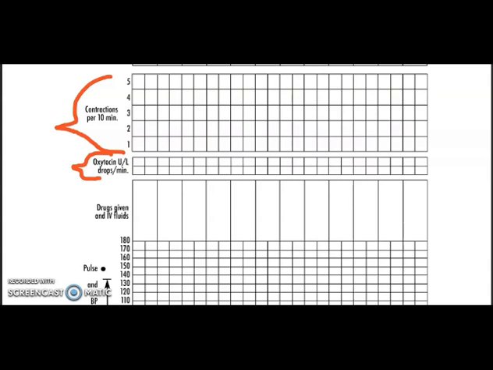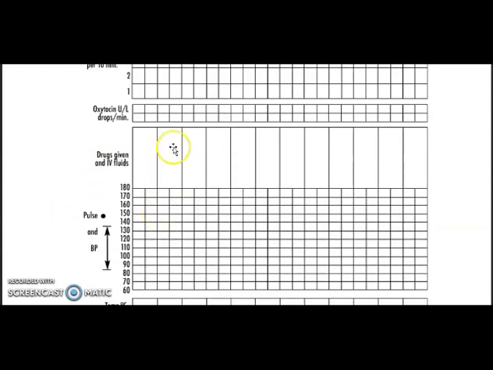And then the next part here, this is where you have to record drugs given in IV fluids. So whatever drugs you've given, you have to record them in this column. Also, any IV fluids that you give, you record them as well in the same column. These IV fluids could be normal saline, it could be dextrose. You need to record them here.